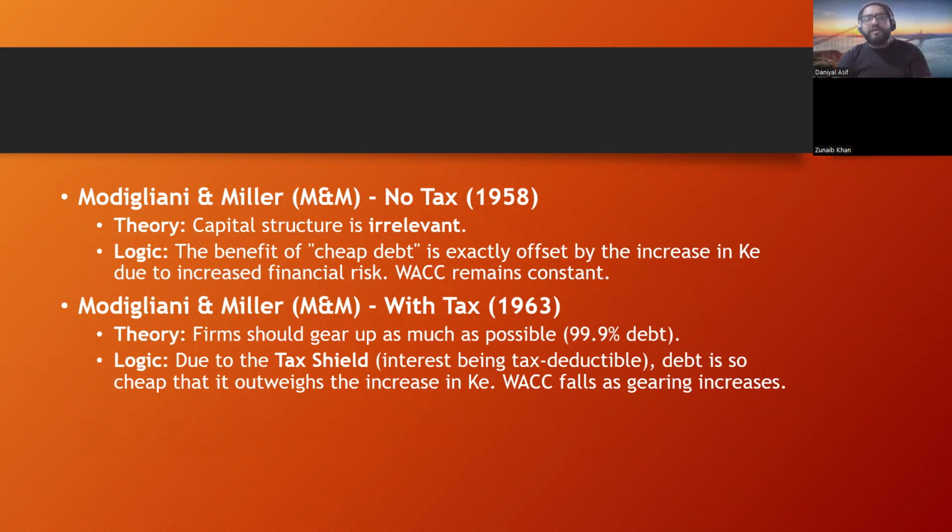You can ignore the equity and throw it in the trash, because when you use debt as financing, you get cheaper rates, and because of those cheaper rates, you also get tax savings from the interest costs of that debt. Due to the tax shield, that is, interest being tax deductible, the benefit is so great that it outweighs the increase in cost of equity, and the WACC falls as gearing increases. What they mean is that when you increase your debt, your WACC falls.